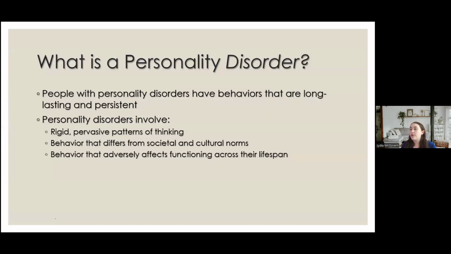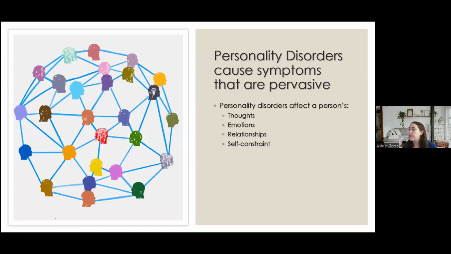So personality disorders have symptoms that impact their personality across many environments. These are long-lasting, persistent symptoms. They involve rigid and pervasive patterns of thinking, behaviors that differ from societal and cultural norms, and behavior that is adversely affecting their functioning across their lifespan. So this isn't something that they deal with at one period of time and not at another. It is across their lifespan. And these symptoms are pervasive. So they affect a person's thoughts, emotions, relationships, and self-constraint.